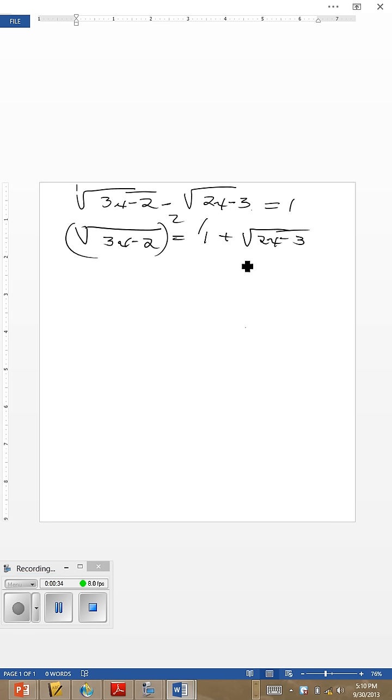Square both sides. Get rid of the radical. Well, we won't get rid of both radicals. We will get rid of this radical, 3x minus 2. But over here, again, this is something which is multiplying itself. So maybe you just want to write that out twice. Like that. Okay.